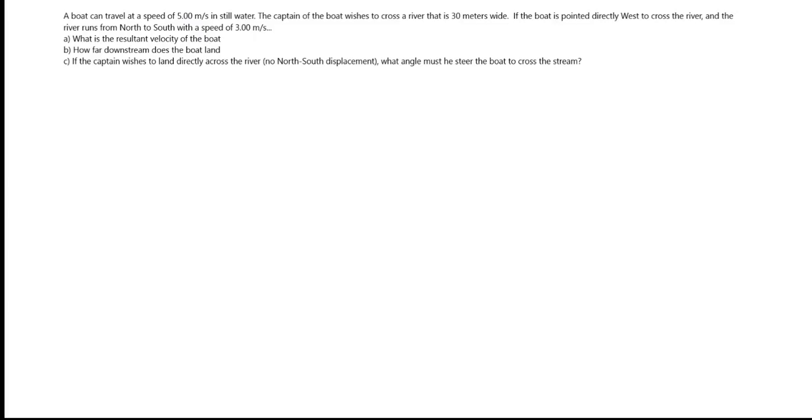So in this problem, we're going to solve for relative velocity of an object in 2 dimensions. The problem reads, a boat can travel at a speed of 5 meters per second in still water. The captain of the boat wishes to cross a river that is 30 meters wide.